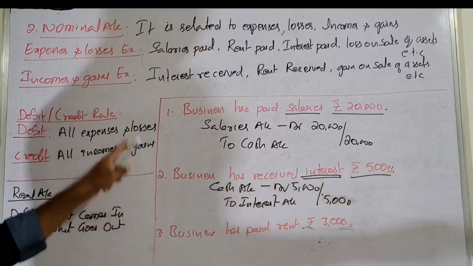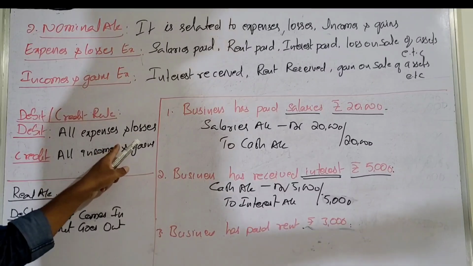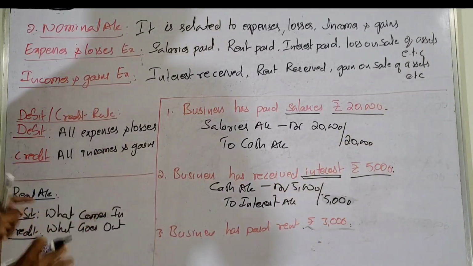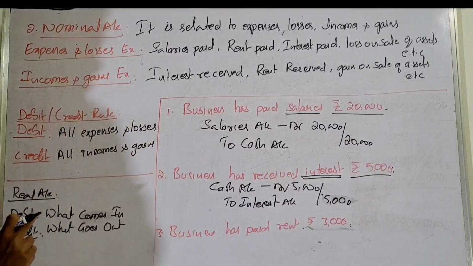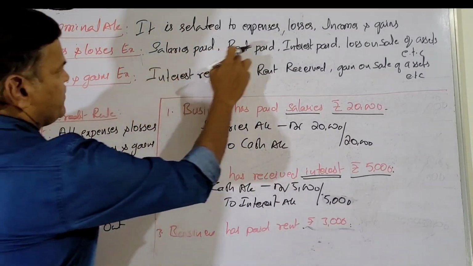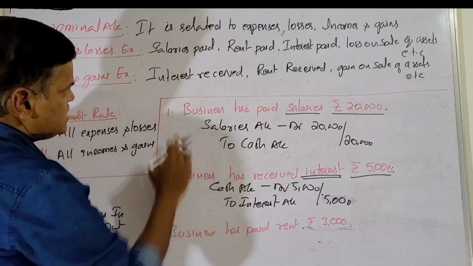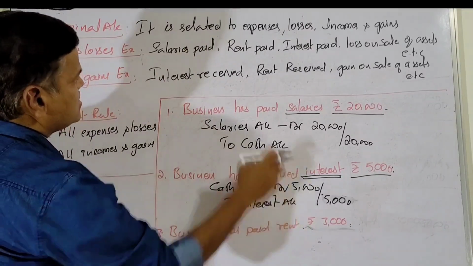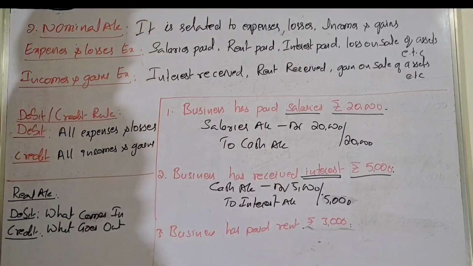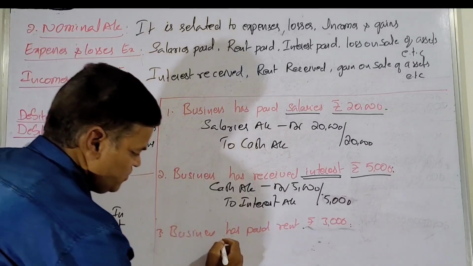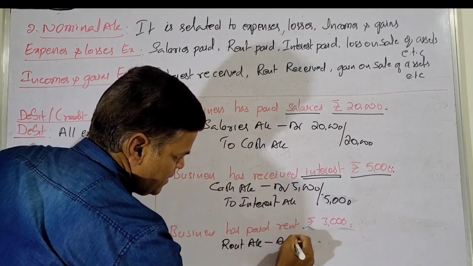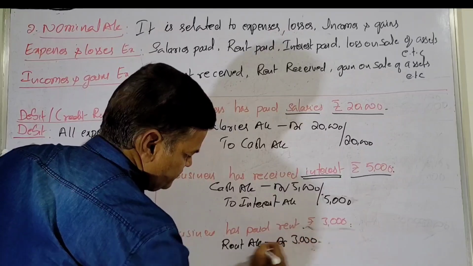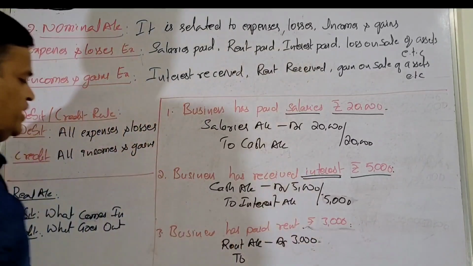Then what do we have to do? We have to check according to nominal account debit. According to nominal account, what do we do? All expenses and losses should be debited. We know the examples of expenses and losses. In this, is there an example like this? Rent. Here, rent paid. Hence we can write down rent account debit 3,000.